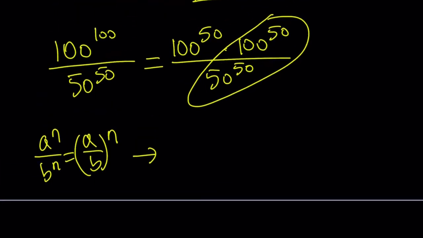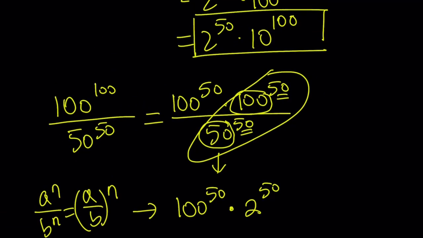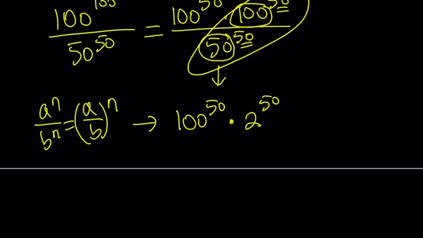And now we're going to get from here 100 to the power 50 is going to stay. And then by dividing these two, basically we're dividing the bases, right? 100 divided by 50 is equal to 2. And then I use the common exponent, which is 50. That's how the rule works. Great? Okay, cool.